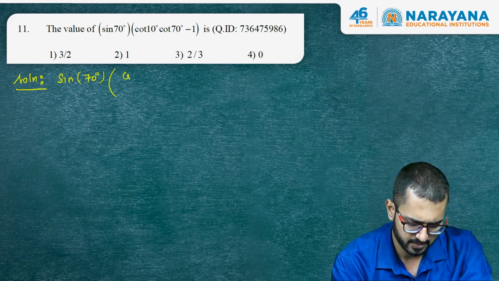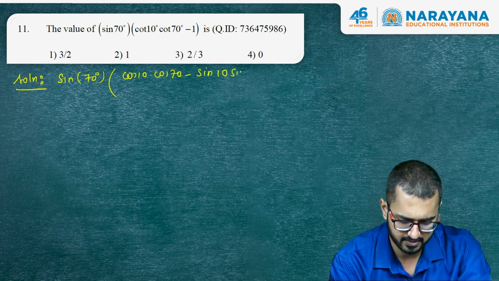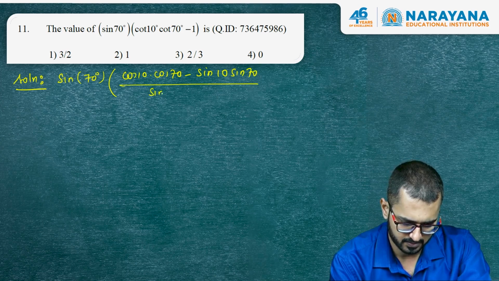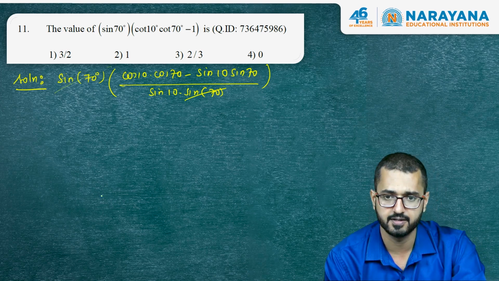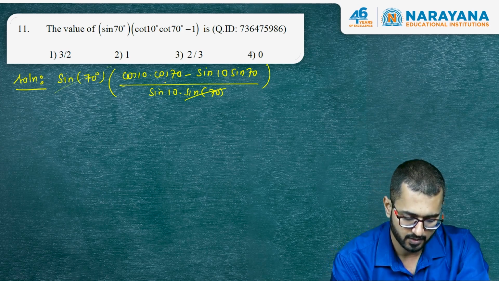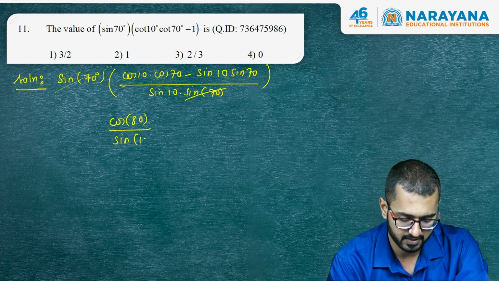So we can write here cos 10 cos 70 minus sine 10 sine 70 over sine 10 sine 70. So that sine 70 gets its partner and gets cancelled. And cos 10 cos 70 minus sin 10 sin 70 can be written as cos A cos B minus sin A sin B, which will give me cos A plus B. So cos 80 over sine of 10.